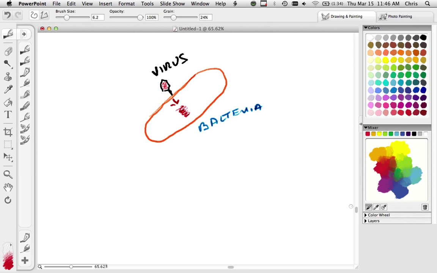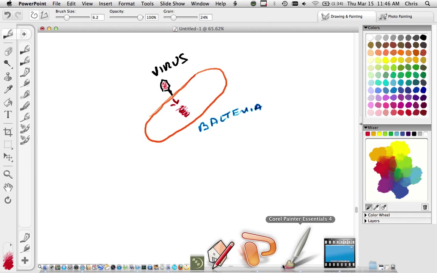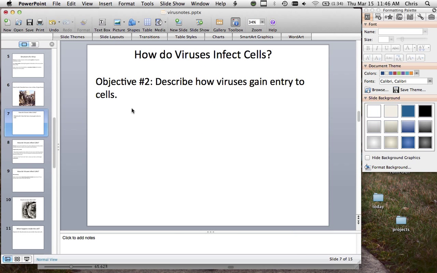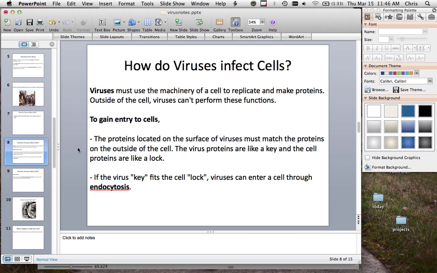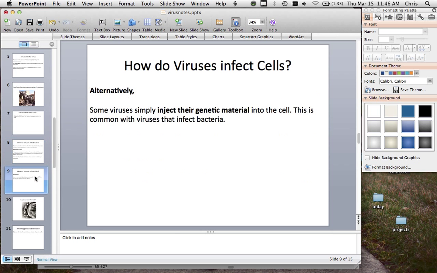Now let's go back to my PowerPoint. So this objective, describe how viruses gain entry into cells. I just described all that stuff. And for your fill-in notes, you should be able to get most of the information from this slide right here. And I'm not going to go over it again, but you can pause the video right here and copy down information if you need more time. And here is some more information that might be relevant for your notes as well. And again, you can pause this slide and copy if you wish.